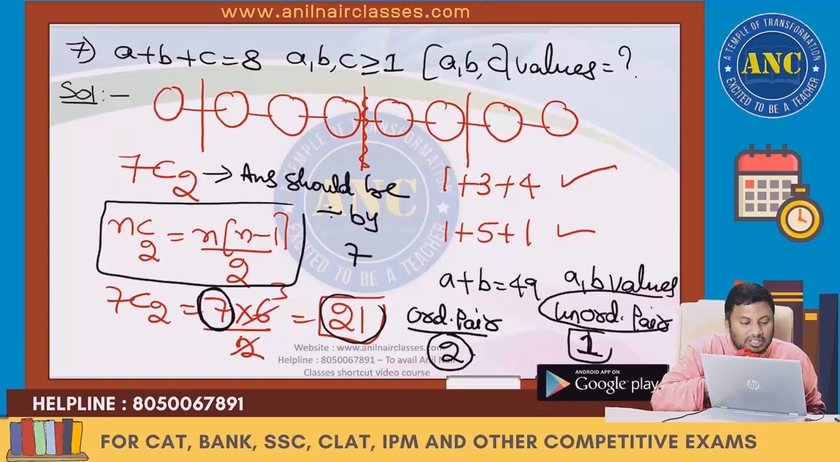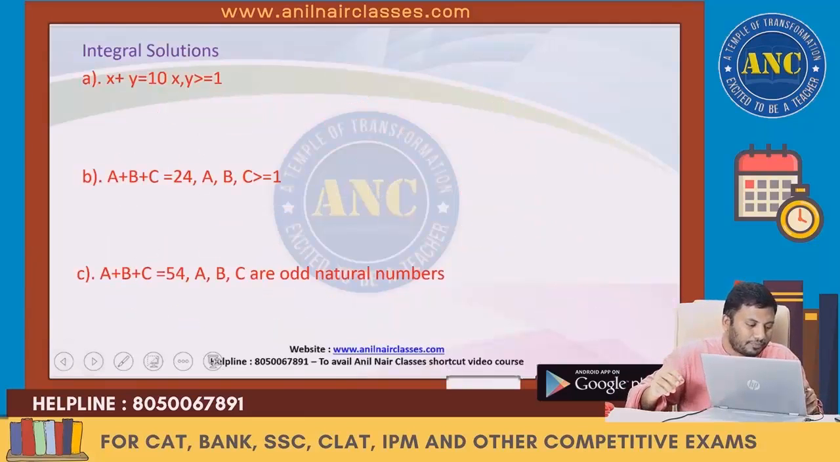For 3 variables, I hope it is clear why 2 cuts are needed. Just visualize it. If 8 balls are there on a number line, there are 7 gaps. Out of 7 gaps, if I take any 2 gaps, I will get one solution. Eighth one.